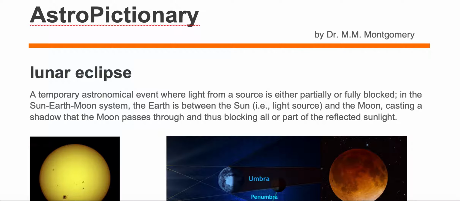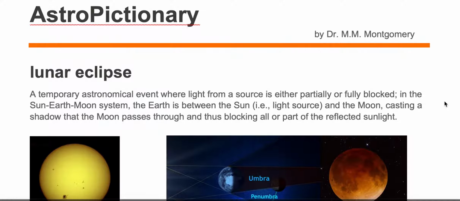A lunar eclipse is a temporary astronomical event where light from a source is either partially or fully blocked. In the Sun-Earth-Moon system, the Earth is between the Sun, which is the light source, and the Moon, casting a shadow that the Moon passes through and thus blocking all or part of the reflected sunlight.